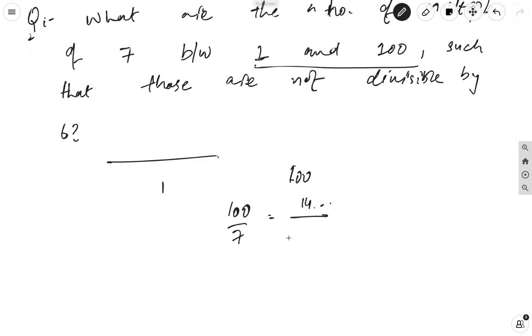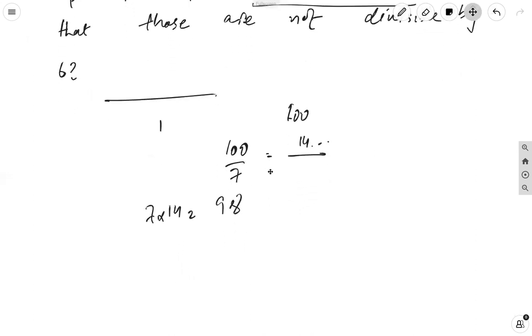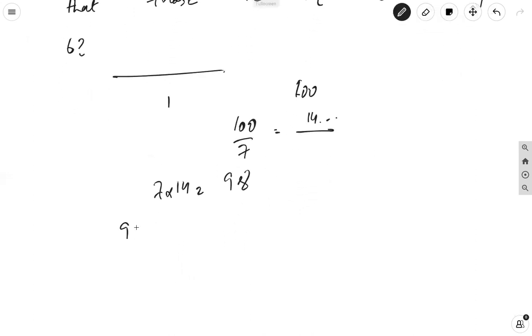So the least one must be 7 into 14, that is 98. 98, right? Okay, so the highest one is 98 and the lowest one is 7. Then divide by 7 plus 1, right? I'm just sticking to the method which we discussed, though this can be solved another way as well. So what will be the answer of this? 14, 13. 13 plus 1, that's 14.